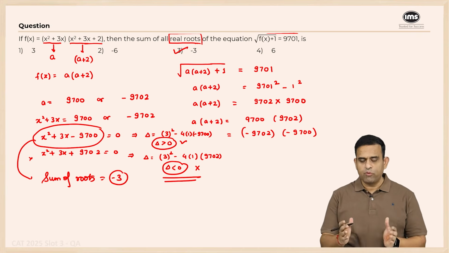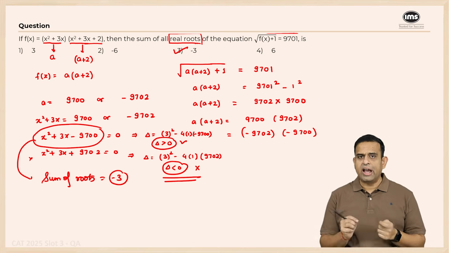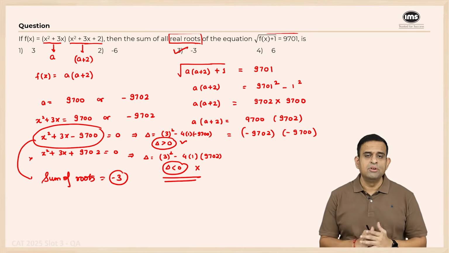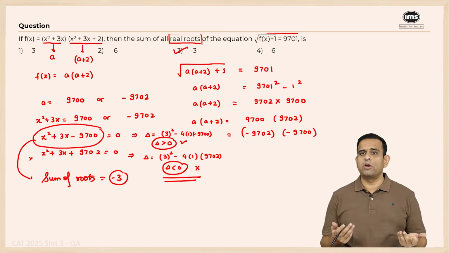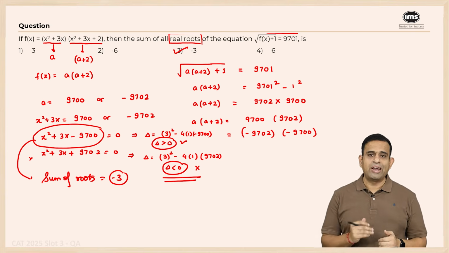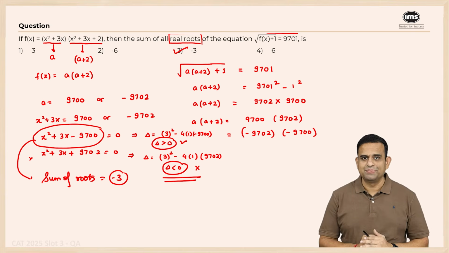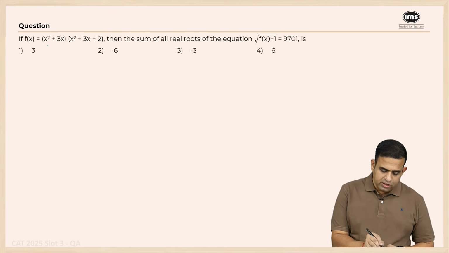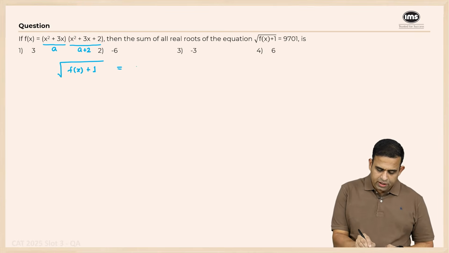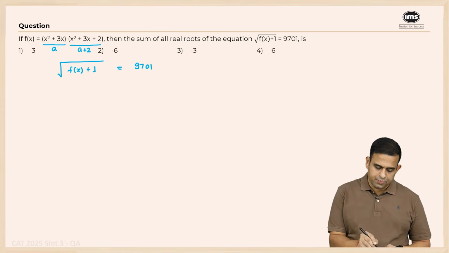So I believe many of you might have tried this particular question, and the accuracy will take a hit in this particular sum, because if someone doesn't look at those keywords real root, which are going to be playing a very, very important role, there could be a chance of a -1 and not a +3 for this question. If I look at the other approach, as I have discussed earlier, that we could have taken them in this particular format. So after taking this x square plus 3x as a, the second bracketed term will become a plus 2. So the required equation was root of f of x plus 1 is equal to 9701.